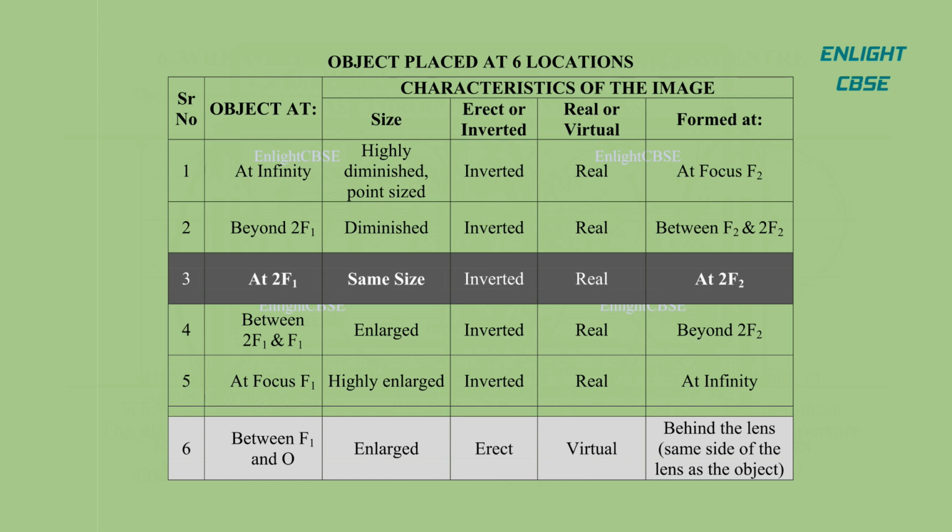When object is at f1, an enlarged, inverted, real image is formed at infinity. Rays are parallel to each other and thus expected to meet at infinity. When object is between focus and optical center, an enlarged, erect, virtual image is formed behind the lens and object. Rays are diverging and imagined to meet behind the lens if the rays are extended backwards.